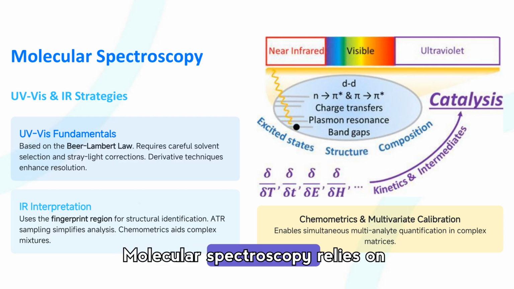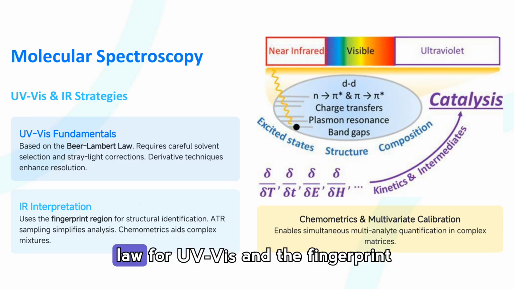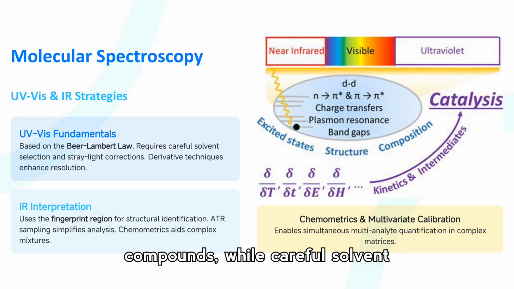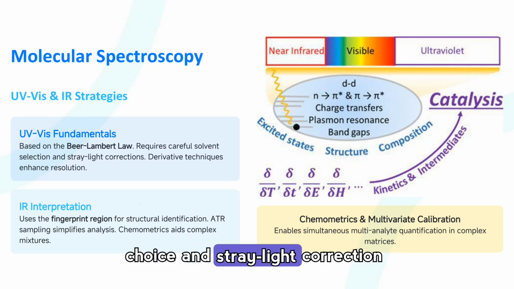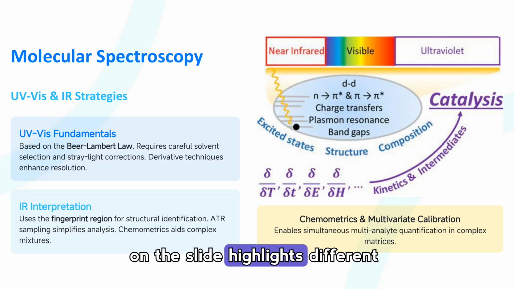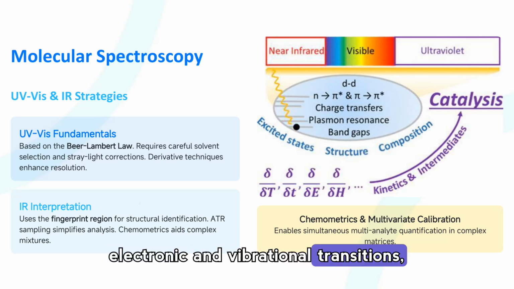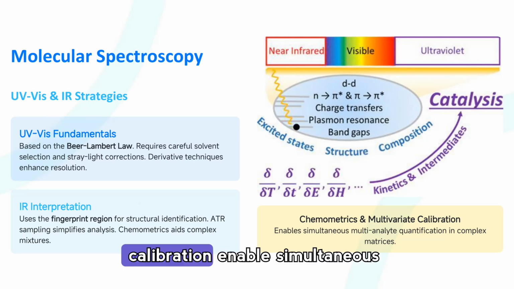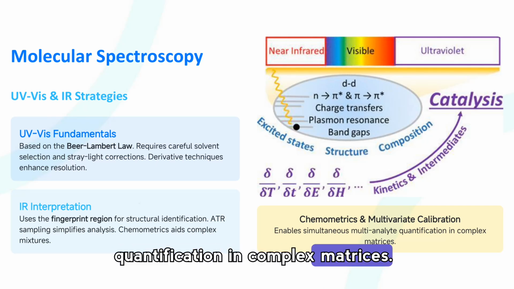Molecular spectroscopy relies on principles like the Beer-Lambert law for UV-Vis and the fingerprint region for IR to identify and quantify compounds, while careful solvent choice and stray light correction improve accuracy. The illustration on the slide highlights different electronic and vibrational transitions, and we'll also discuss how chemometrics and multivariate calibration enable simultaneous quantification in complex matrices.